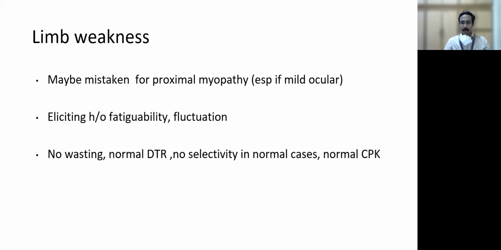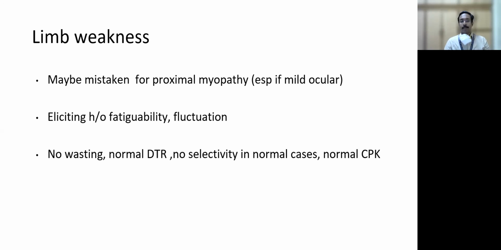And last is again limb weakness. Because the proximal muscles work more than the distal to maintain posture and all, proximal weakness is quite a common presentation. So it can mimic a myopathy, especially if ocular and bulbar involvement is not a main symptom, or was a mild symptom. Isolated limb weakness can be quite difficult to diagnose. The important points will be that there is no wasting, to say that it's not an LMN motor nerve disorder. The deep tendon reflexes will not be absent. Selectivity will not be there, which might indicate muscle disease.